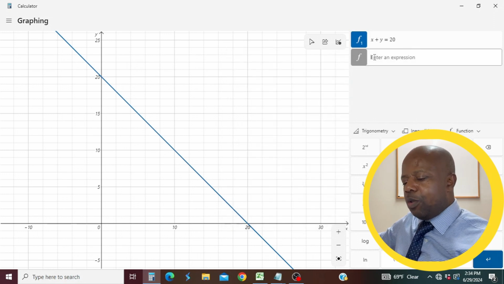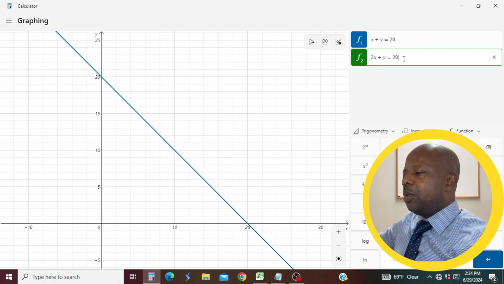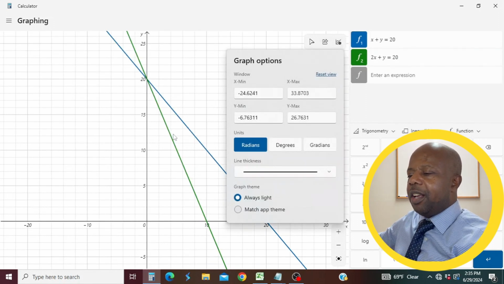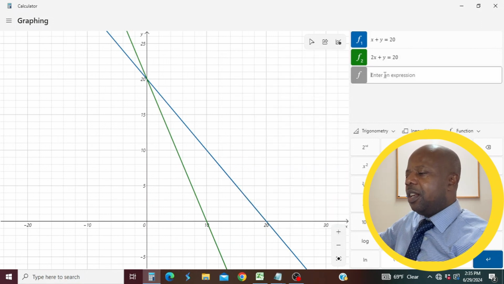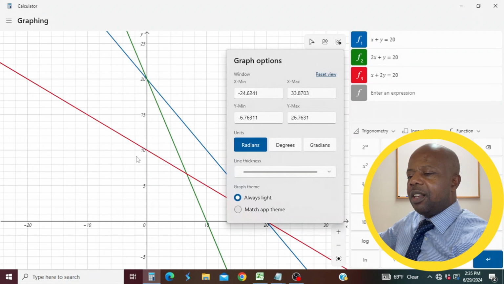Let's say we're curious, we wanted to see what the graph of 2x plus y equals 20 looks like. So once we type the expression, we can now click on the graph option. It plots it with a green colored line corresponding to that expression. Let's say we want to see what the graph of x plus 2y, this time 2y equals 20, will look like. So it plots with a red line.